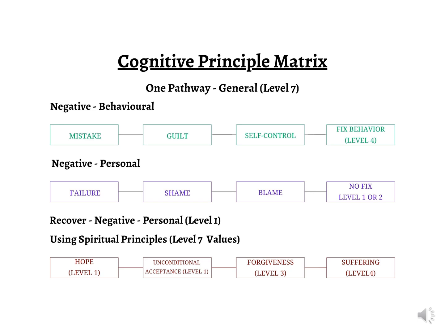If it's the negative and personal approach, the mistake is not seen as a mistake, it's seen as a failure, and guilt then becomes shame, and shame becomes blame, so you're down at level 1, and there's no fix. You move up a level to level 2 and cover it up with an addiction. That's simply how this model works. In order to recover from it, you have to have hope. You have to have unconditional acceptance to get you out of level 1. You have to have forgiveness at level 3, and you have to learn how to suffer at level 4.